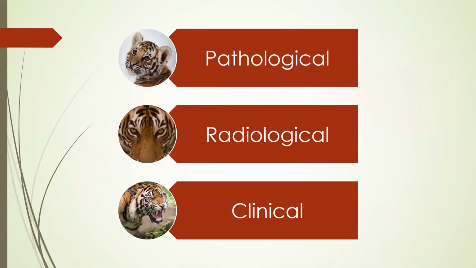So there are three increments, you can say, of extranodal extension. Initially it is pathological, where even minor ENE can be picked up. Then it comes radiological. So when we do the imaging, if the extranodal extension is a little more, then it can be picked up on radiology. And finally clinical, which is apparent to all of us during examination.